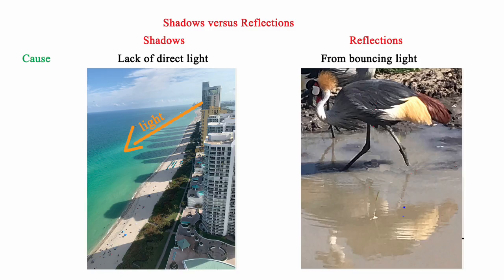Shadows are caused by the lack of direct light. In other words, these buildings block the light from getting to these shaded areas. In contrast, reflections are from bouncing light. So the light will come, hit the bird, then it will go down to the water, and then it will go to our eye.